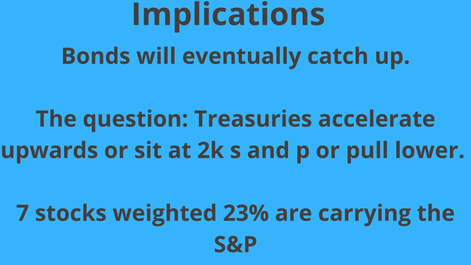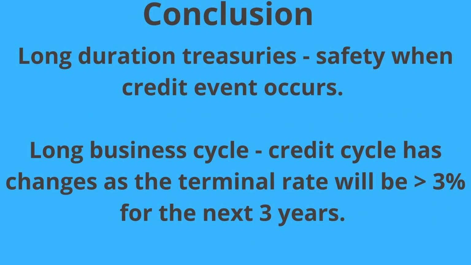We probably think that because 7 stocks weighted 23% are carrying the S&P 500 in terms of returns, accounting for more than 90% of the returns, probably it's a combination of the S&P dropping and the 30-year treasury just going up. Because what we see happening is that long duration treasuries are the safety when a credit event occurs.